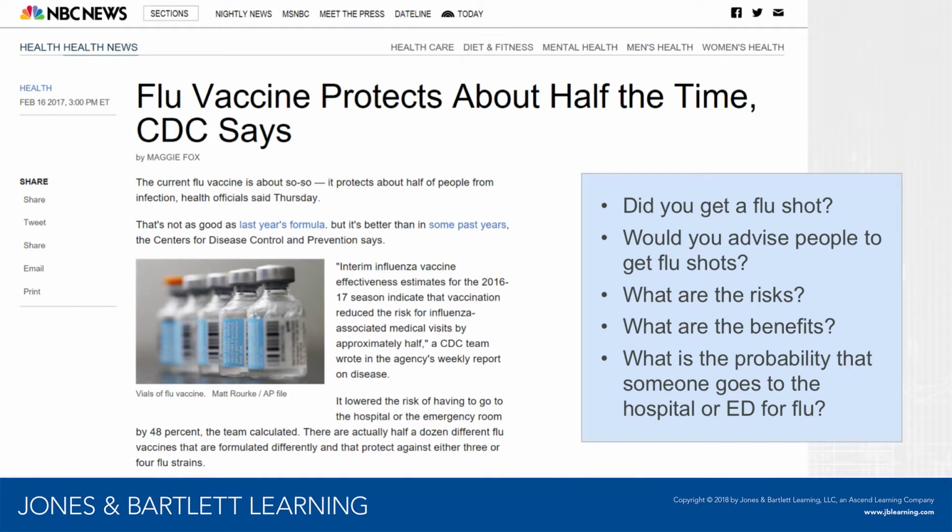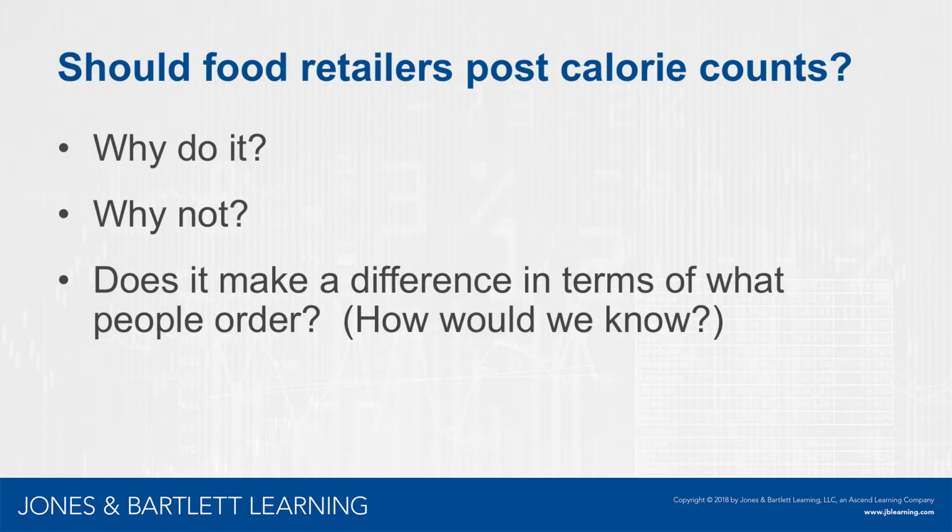Again, just presenting big picture examples, things that people see in the news to try to get them engaged. Just one more quick example: should food retailers post calorie counts on food? This is where you go into Starbucks and you're deciding between the bagel and the piece of pound cake, and it tells you how many calories are in the foods. Is this something that should be done? Why or why not? Does it make a difference in terms of what people order if they can see this information? And then thinking about, if we were behind this particular move or maybe not in favor of this move, how would we demonstrate whether it was worthwhile or not worthwhile?